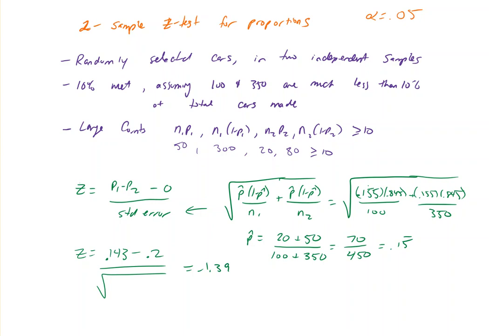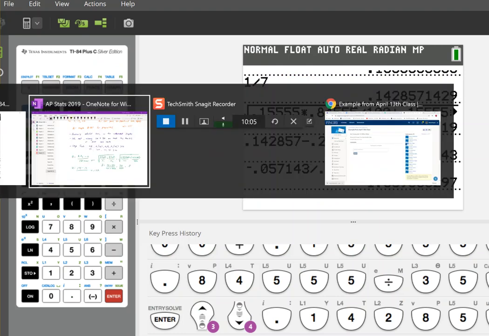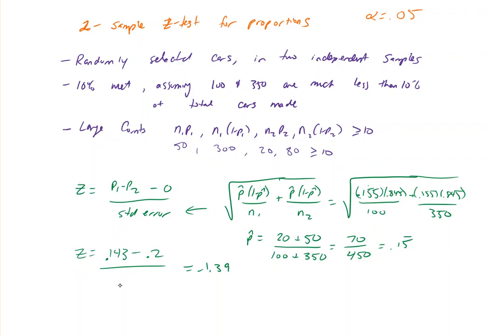I should have just put that in here. What was the negative? What was it? 0.04 something? 0.0411. Okay.